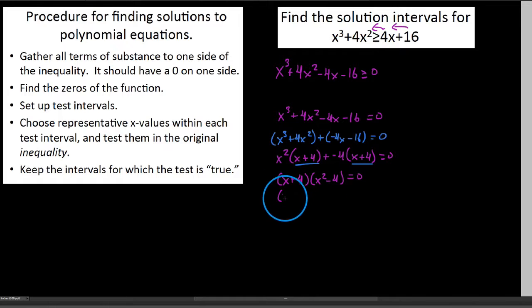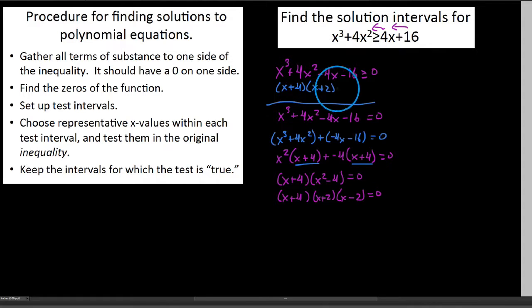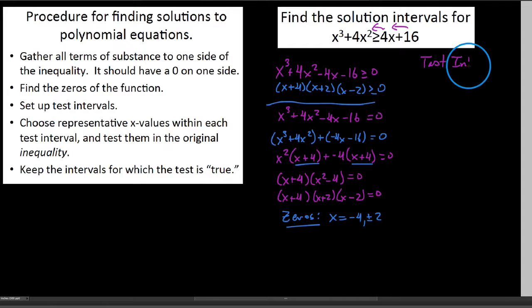And so at this point, while we're at it, let's go ahead and factor this. We get a difference of squares, x plus 2, x minus 2 equal to 0. So one thing I'm going to do is go back up here underneath our original inequality, and I'm going to write this as the same thing, but it's x plus 4, x plus 2, x minus 2, and we're saying that this is greater than or equal to 0. So in terms of our zeros of this function, our zeros are at x equals -4 and plus or minus 2.